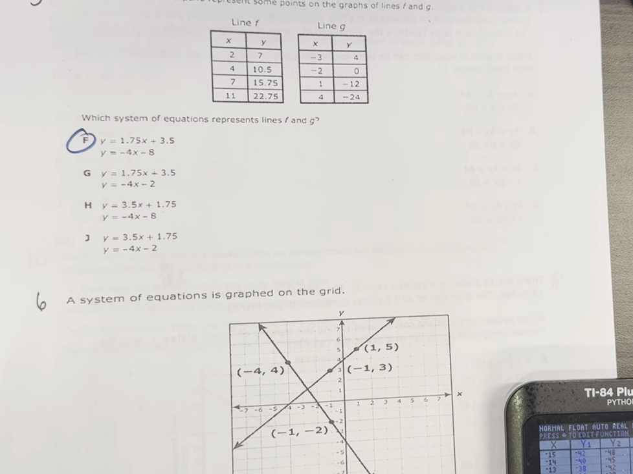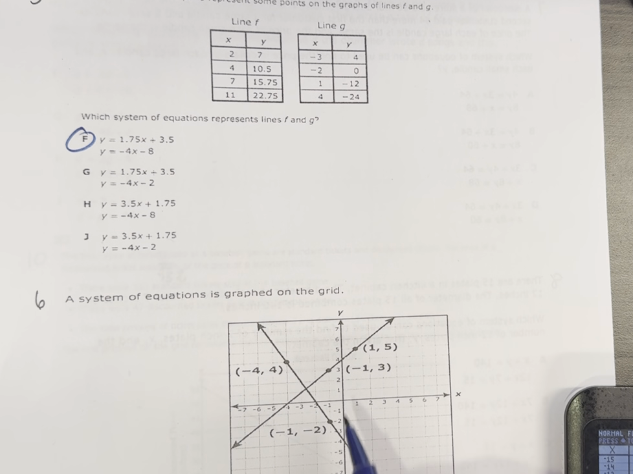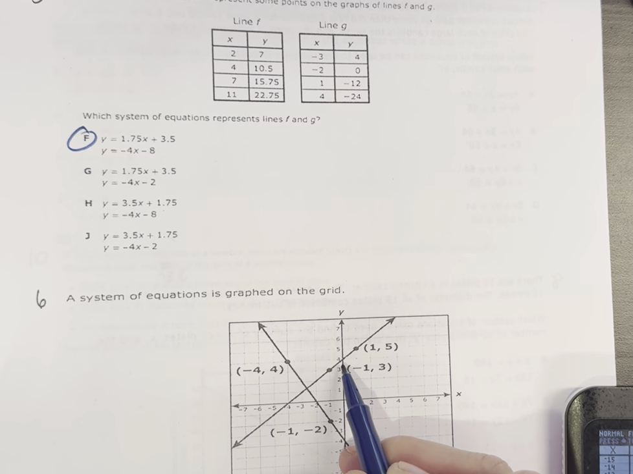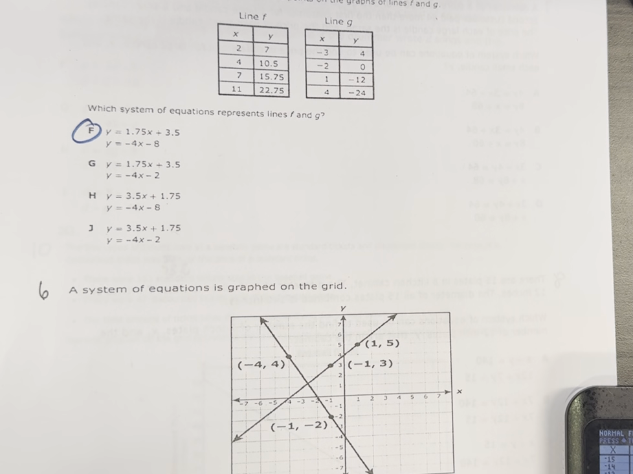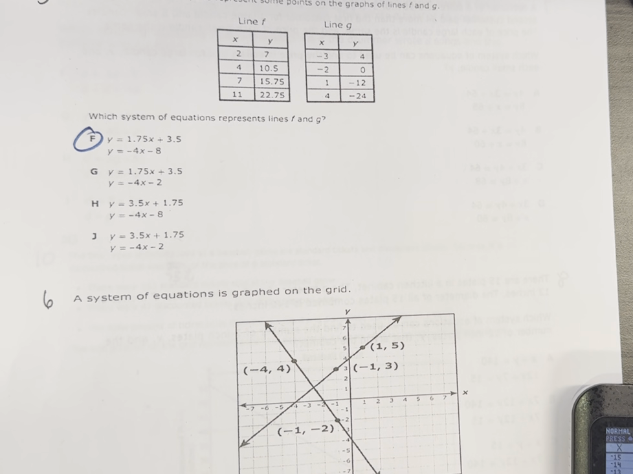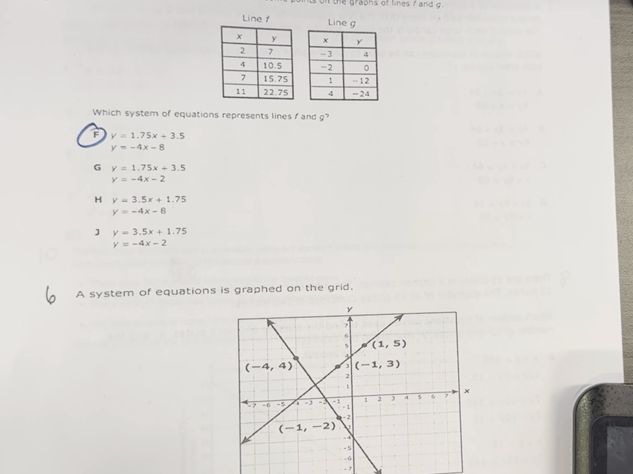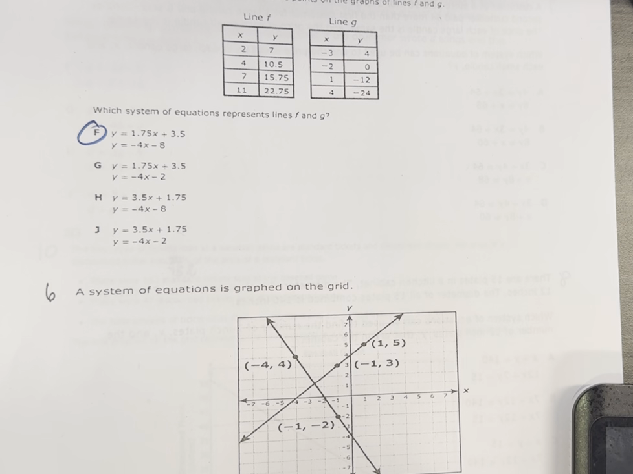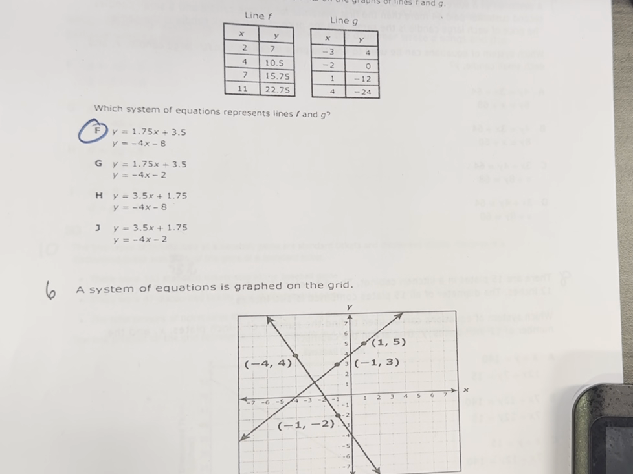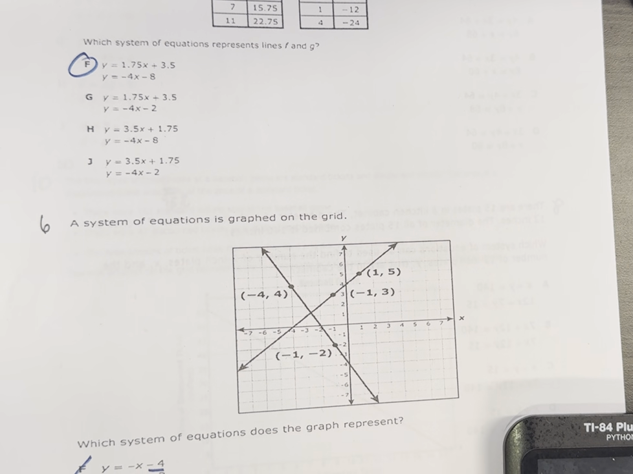You have a y-intercept at +4 and what? -4. This one has a -4 and a -2. So is F a possibility? No, we got a y-intercept of 4 and -4. So F is not a possibility. Neither is H. So our choices are G or J.